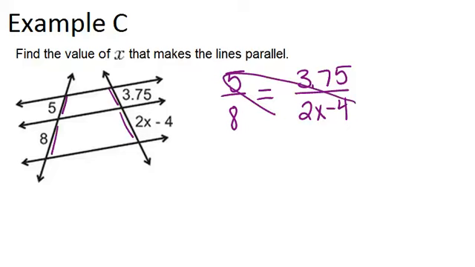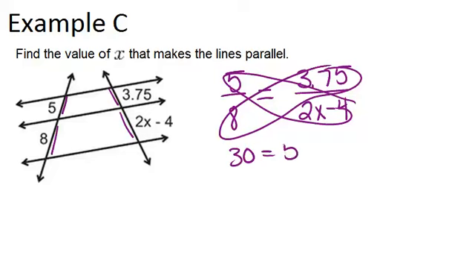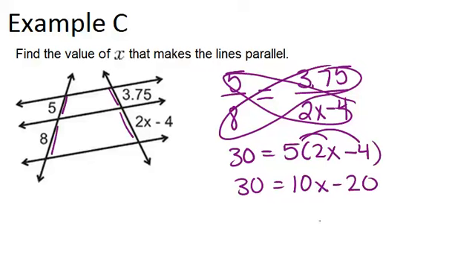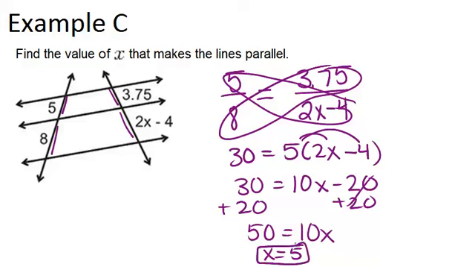So again, we're just cross-multiplying like we've been doing in all of these examples. 8 times 3.75 is 30, and then we're going to distribute in a second the 5 times 2x minus 4. So we get 10x minus 20. Add 20 to both sides, and we have 50 equals 10x, which means that x must equal 5. So if x equals 5, then these segments are in the same ratio, which means that the lines must be parallel to each other.